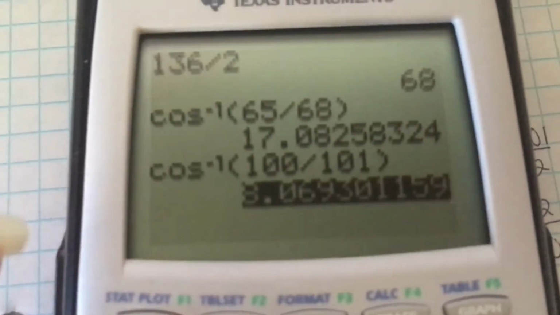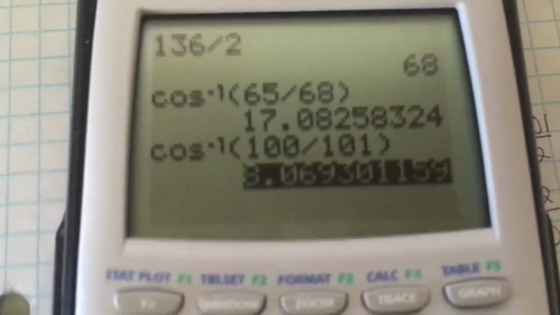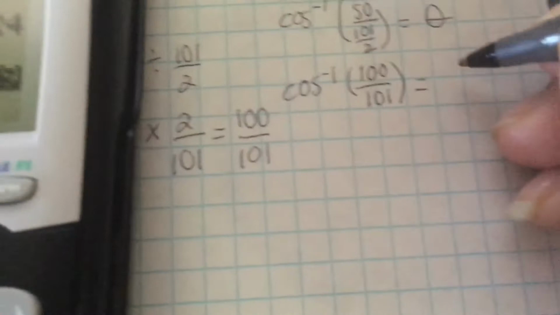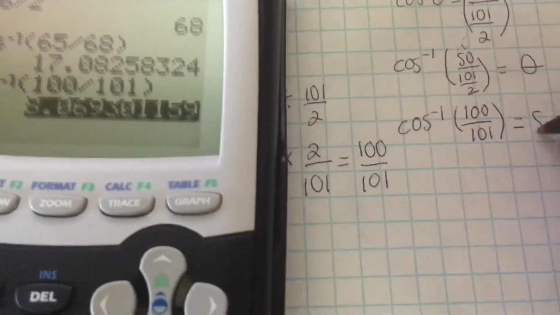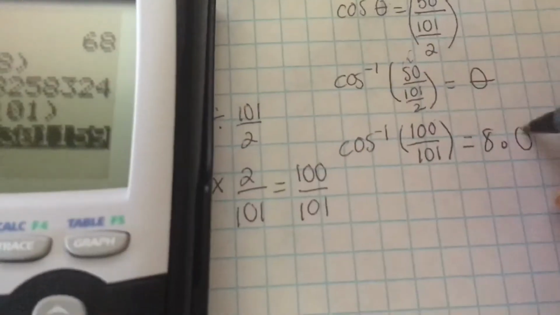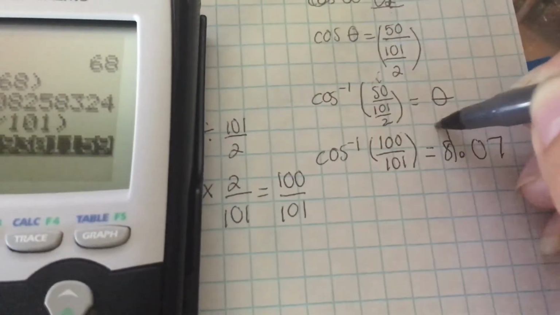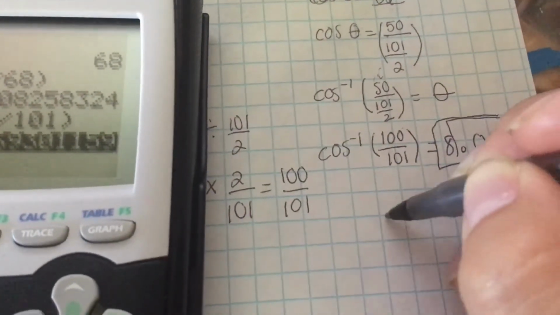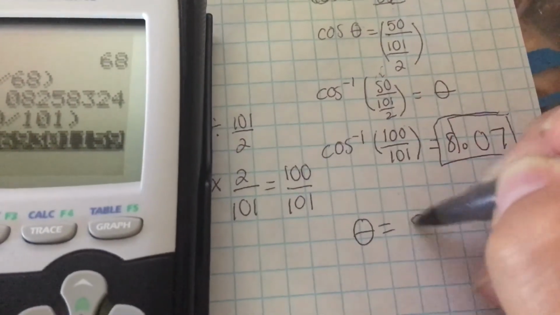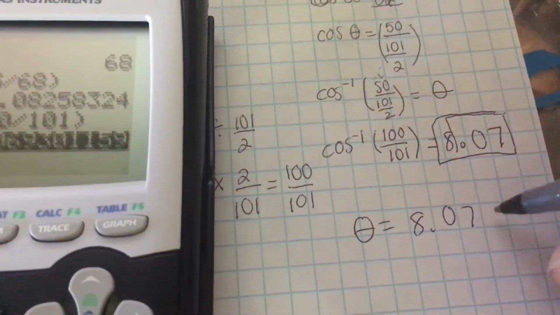When you solve for this, you input that in there, and that's your sag theta. So theta equals 8.07. I'm just rounding it off to the second decimal. So theta equals 8.07.